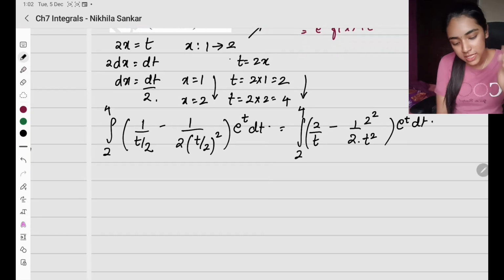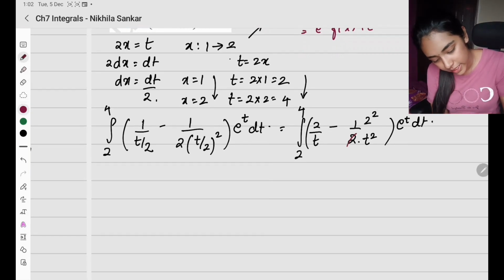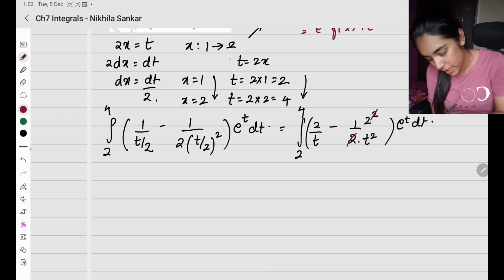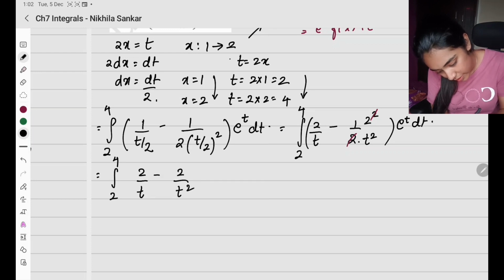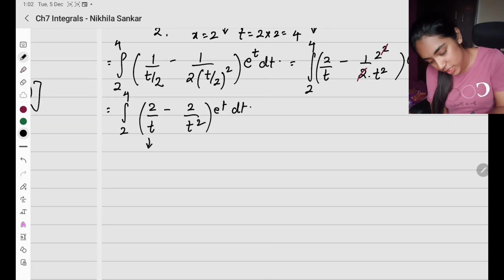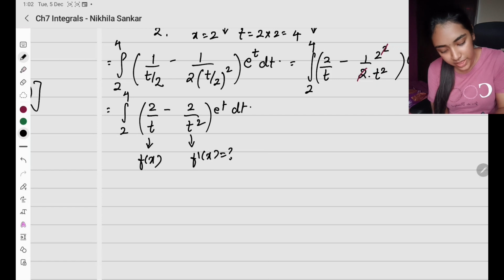Okay? So when I simplify, I can cancel this and this. So what am I left with? This is going to be integral 2 to 4, 2 by t minus 2 divided by t square times e to the t dt.